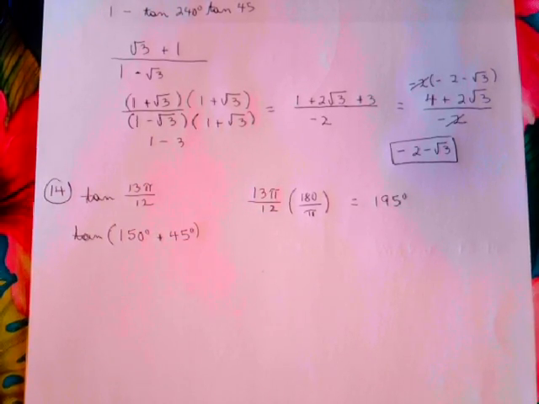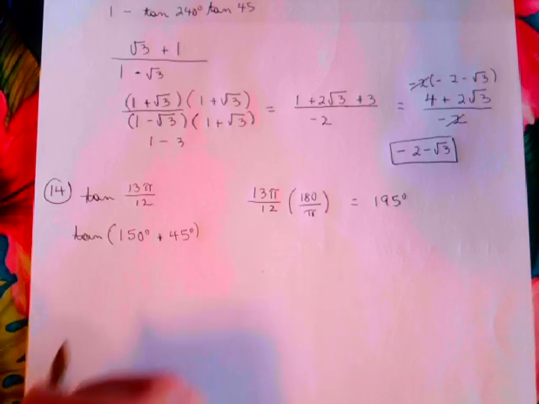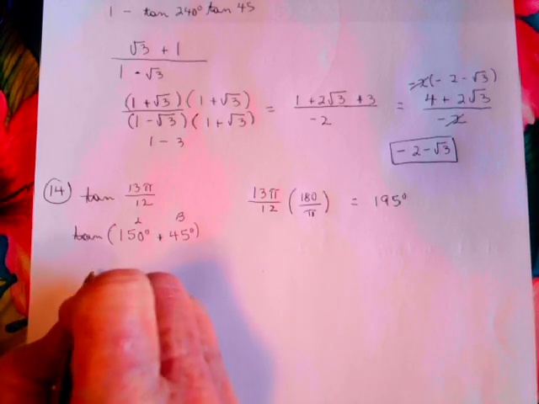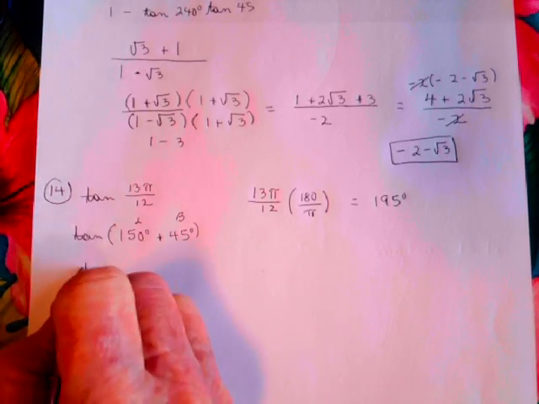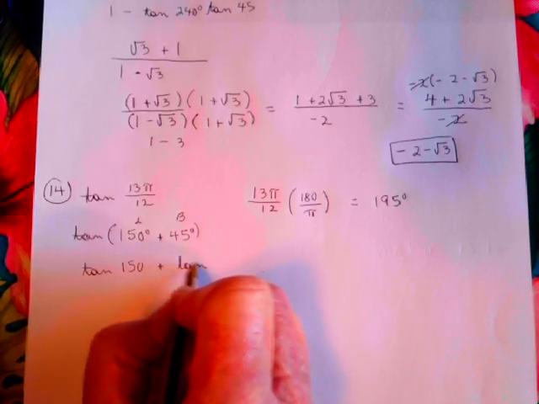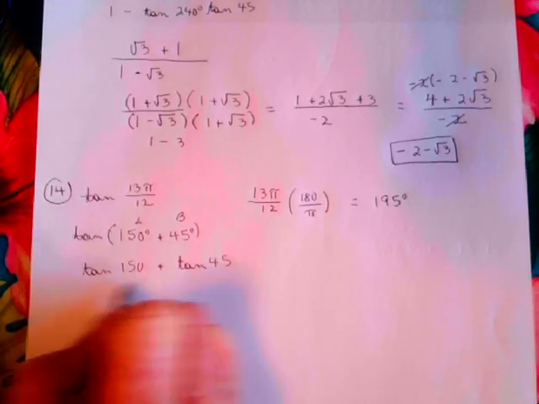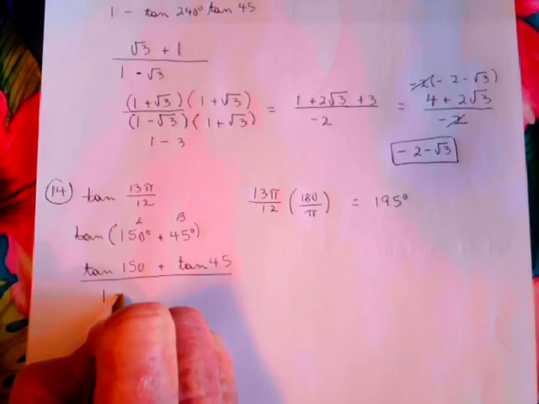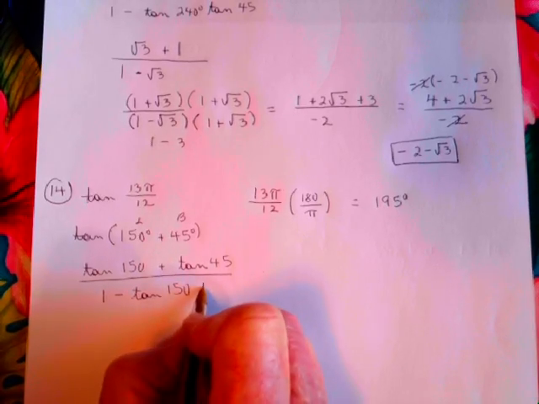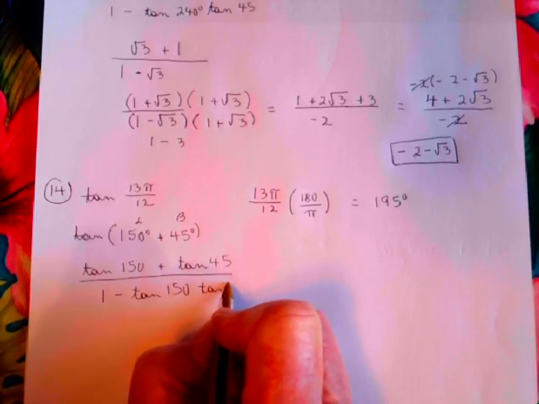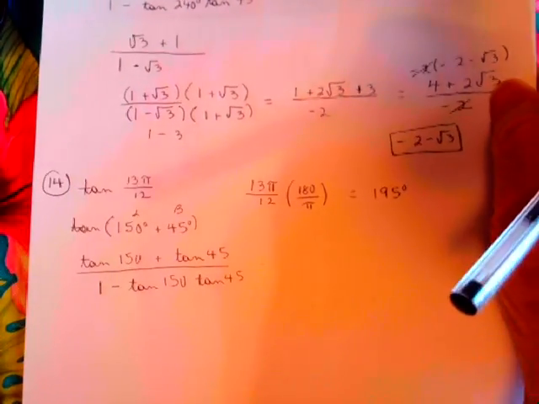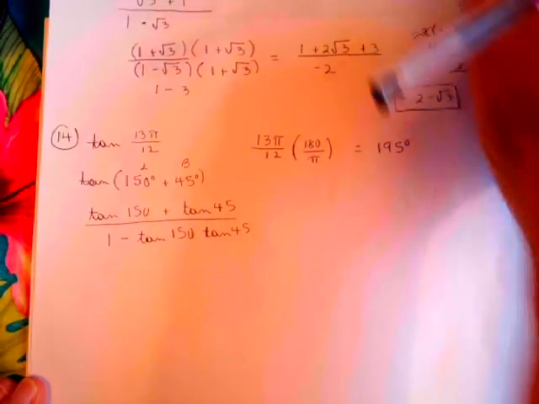We're using that same identity we used in problem 13. This is my alpha, this is my beta. I have the tangent of 150 plus the tangent of 45 over 1 minus the tangent of 150 times the tangent of 45. Substitute the values in there for those angles.